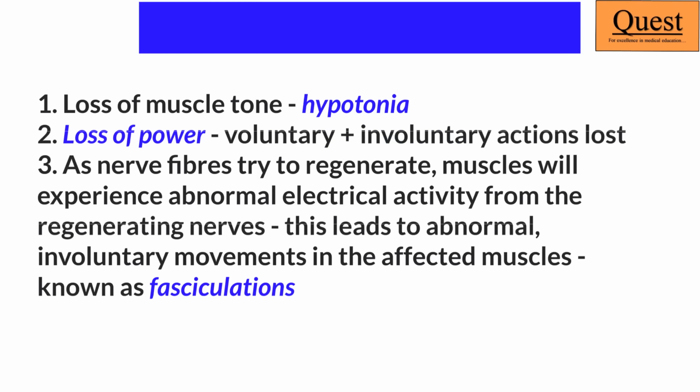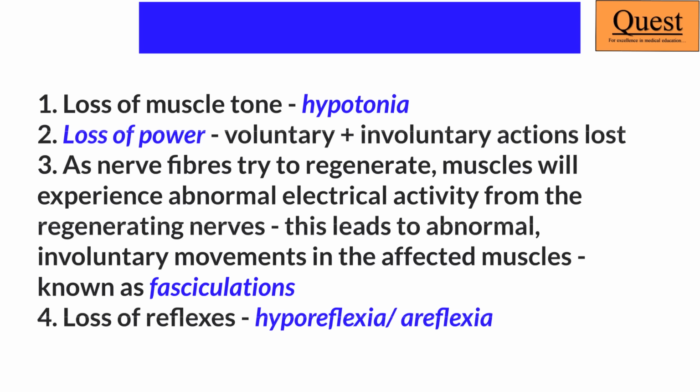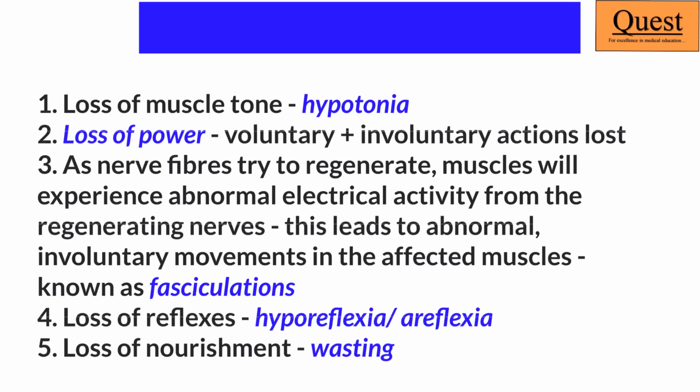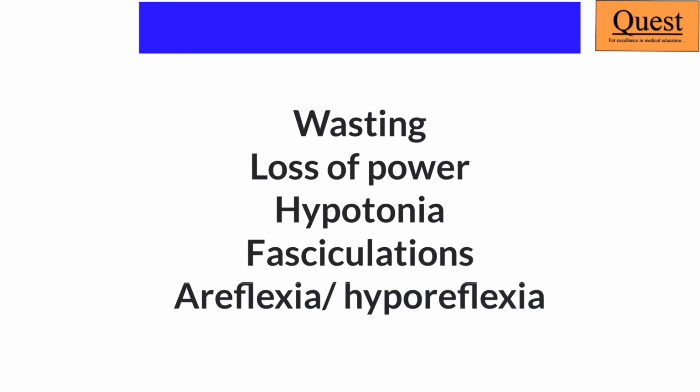Also, since no electrical activity is reaching the muscles, they would immediately lose power. Reflexes are also going to be lost, because there is no way that the reflex arc gets completed right up to the muscle. Also, since no electrical activity reaches the muscle, either from the voluntary or the involuntary sources, the muscle is going to start shrinking very rapidly. It loses its nourishment, and this process is called wasting. These are then the characteristics of lower motor neuron lesions.